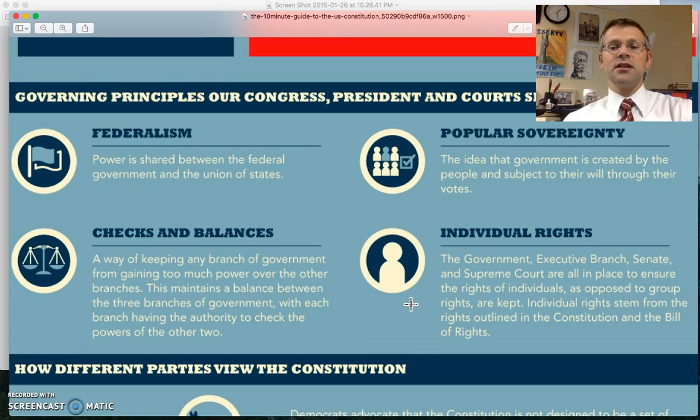And the last is individual rights, is what this says, but basically we use the words limited government. So essentially the government has to follow the rule of law, and the government can't create any law it wants, right? It has to create laws basically according to the people's will. But this one here says that the rights of individuals are kept, and this is outlined there.